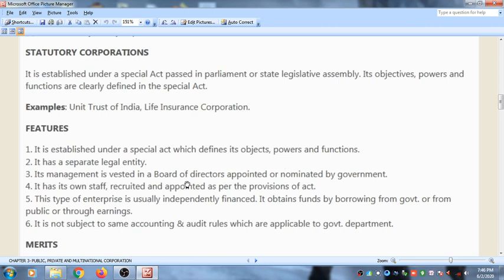Its management is vested in the board of directors appointed or nominated by the government. The government also nominates the board of directors who basically controls the company. The fourth is it has its own staff recruited and appointed as per the provision of the act. So according to the special act, statutory corporation has its own staff which is recruited and also appointed by the government of India.